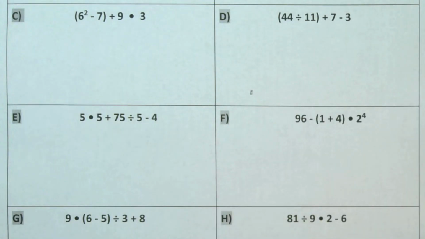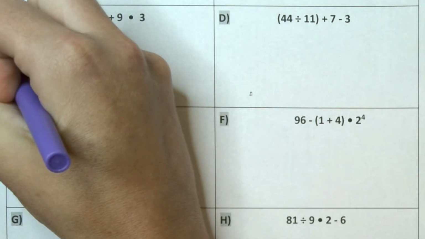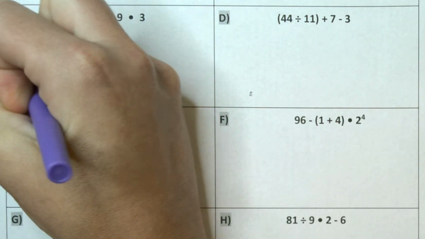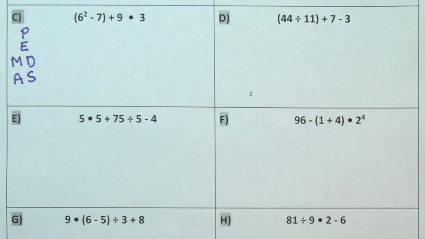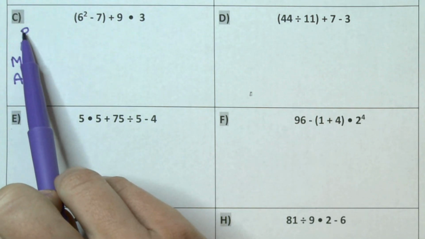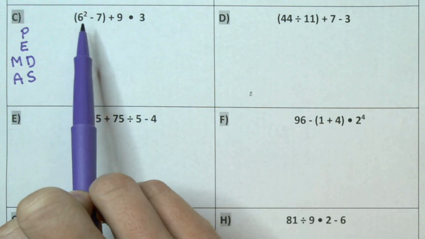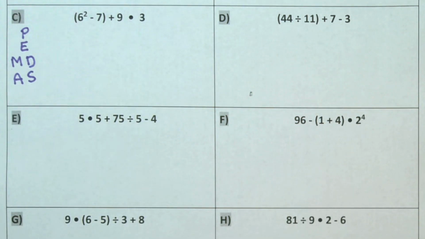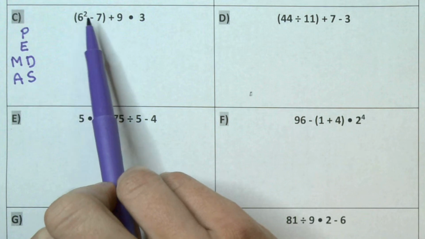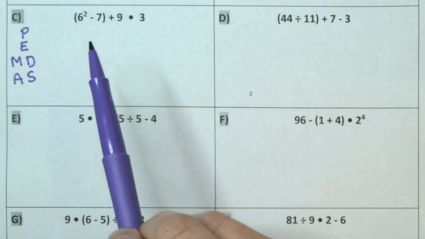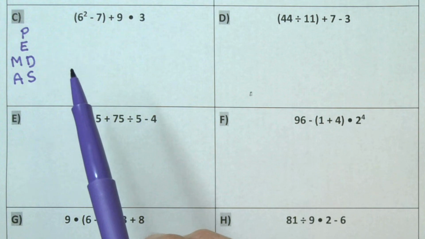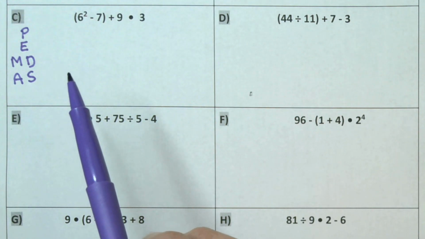I want to go over problem C because it's a little bit different because we have 2 operations within our parentheses. However, we're always going to start the same way by writing out PEMDAS. Okay, so I know that my most powerful operation is parentheses. Within my parentheses, we have exponents and subtraction. So whenever you have more than one operation in the parentheses, you still take the operations one at a time, and you still follow the order of operations.